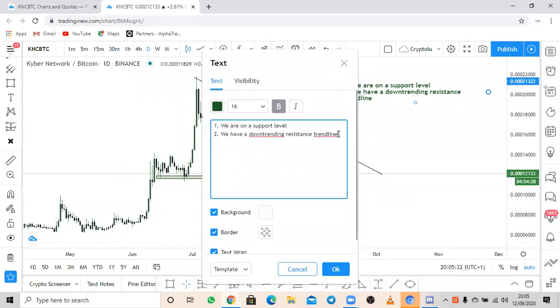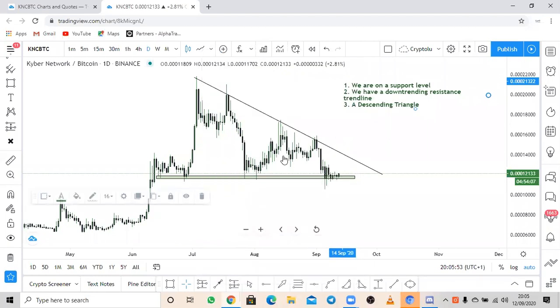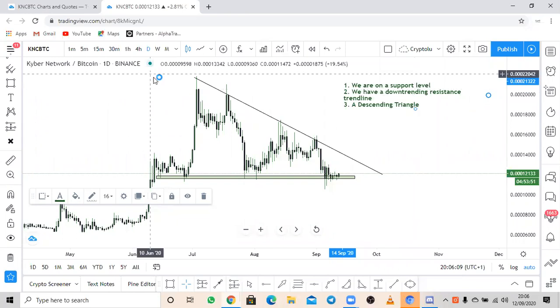So we have number three, a descending triangle. Now on the daily chart, we already have these three confluence reasons. So let's go down to the lower time frames to see if we can find other confluence reasons to help us establish a bias and also find entry, exit, and stop levels.